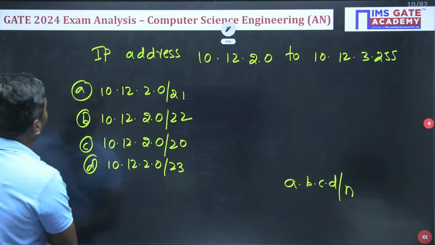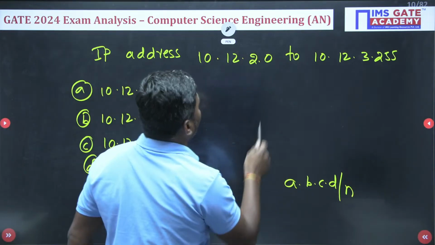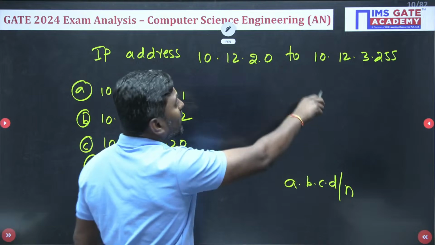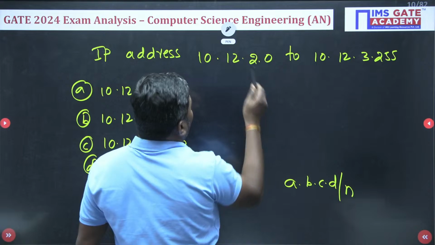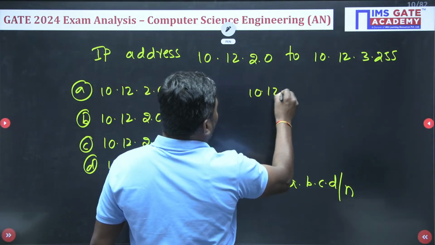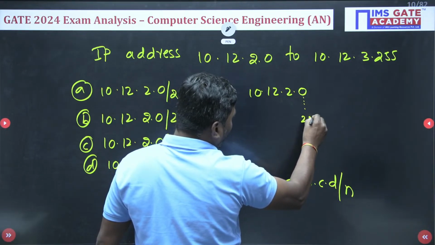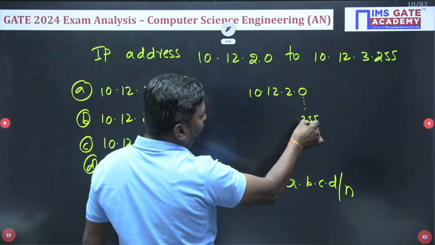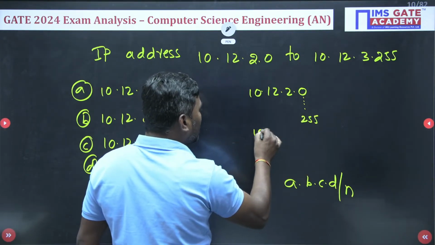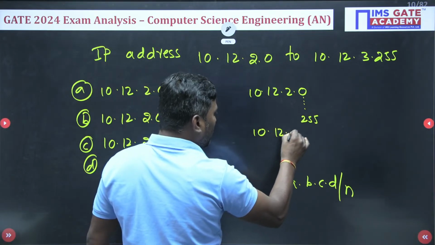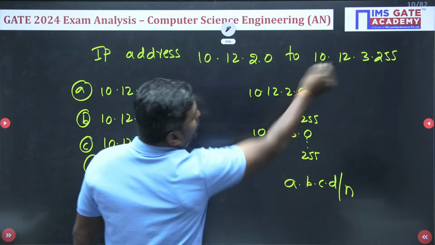So now here, how to solve this question? If you look at this IP address system, how many IP addresses are there in this group of IP addresses? When this is 10.12.2.0, next will be 1, so this can grow till 255, right? When 255 happens, next will be 256, but 256 I cannot have, so the next IP address is 10.12.3.0. So this can go till 255, correct or not? So this is the only range given, right?